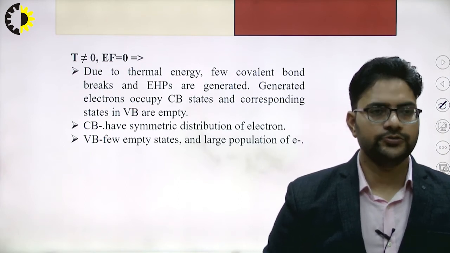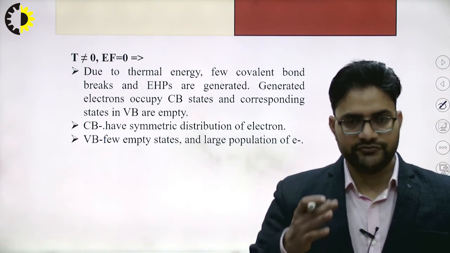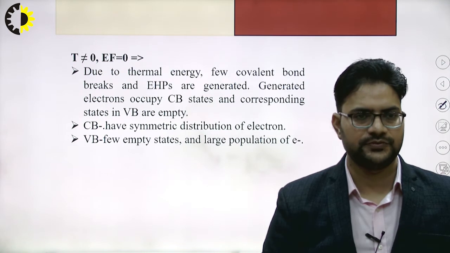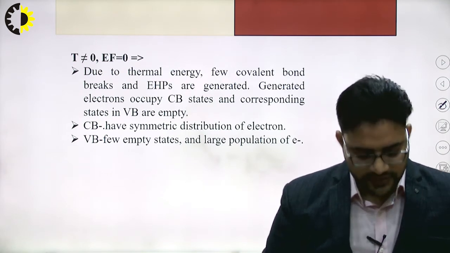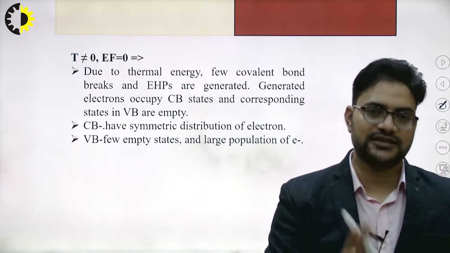So some of the electrons will reach from the valence band towards the conduction band due to the thermal energy, right? So there will be a symmetrical distribution of the electrons in the conduction band.